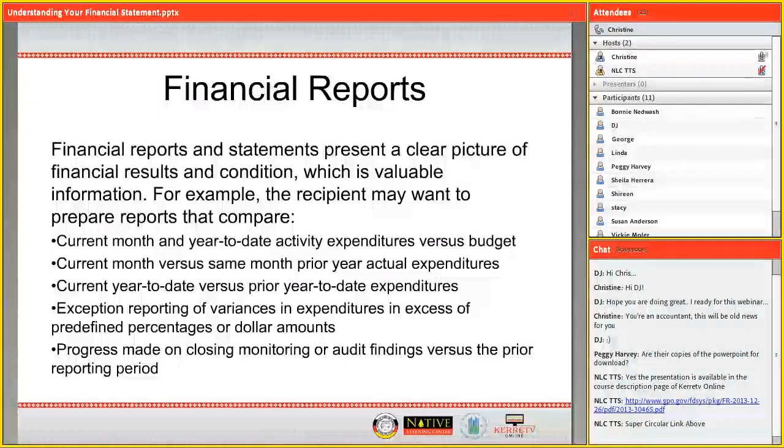Should also have a report that helps give you progress made on getting monitoring and audit findings closed. So the point that we're looking at here is we want to see what our budget said we were going to do versus what we've actually done. This will only be on your revenues and expenditures, okay? You won't do this on your balance sheet. There's a reason for that.